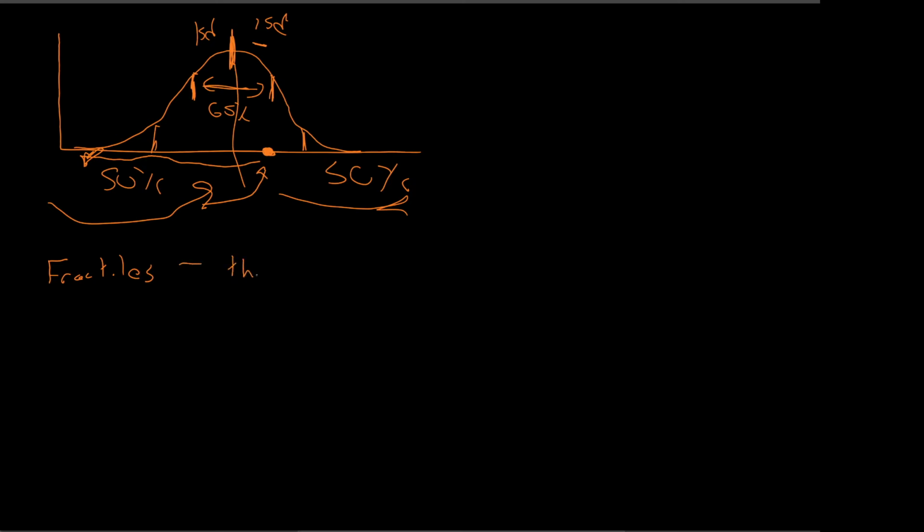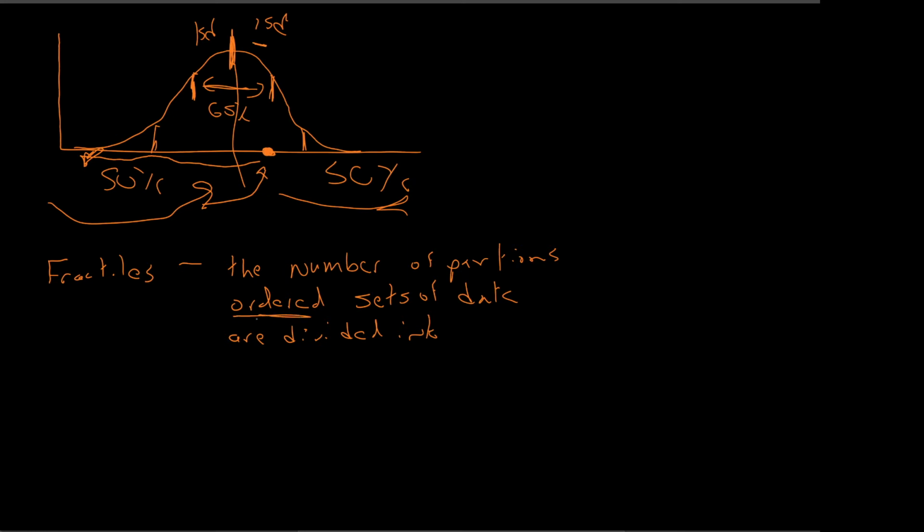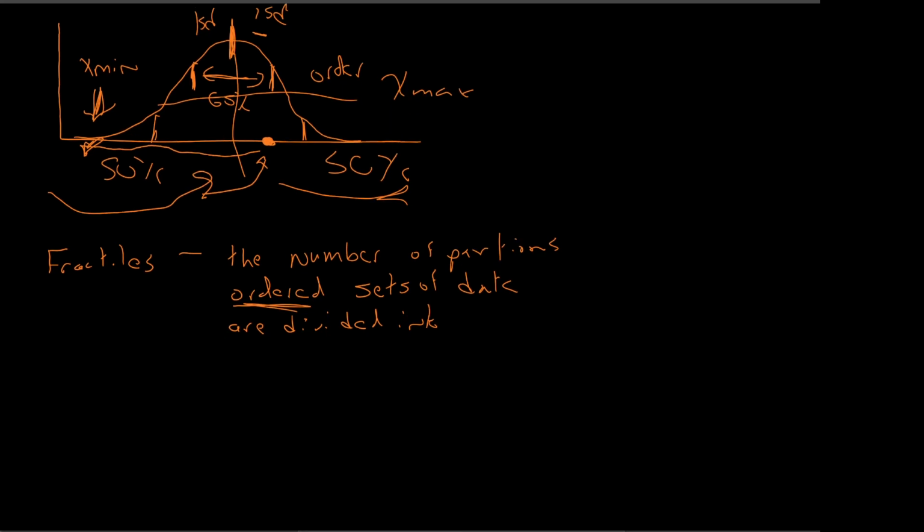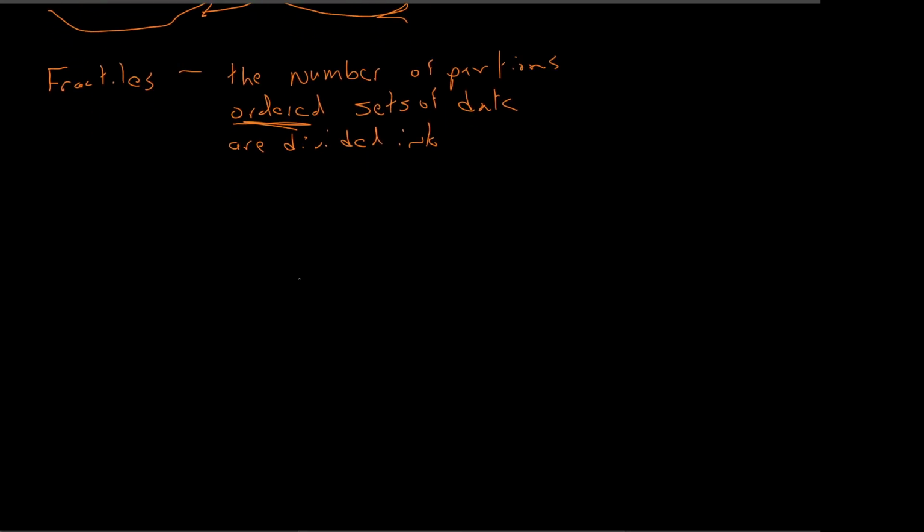which are the number of partitions ordered sets of data are divided into. And notice we want to do this in order. For this to work, my lower pieces of data, the x-mins, have to be here, and my x-max have to be over here, and everything in the middle is in order, because the order is going to tell you where you fall related to the overall data distribution. And I think the most common way we do this is what's called quartiles.